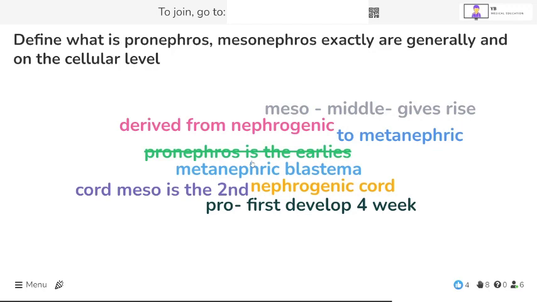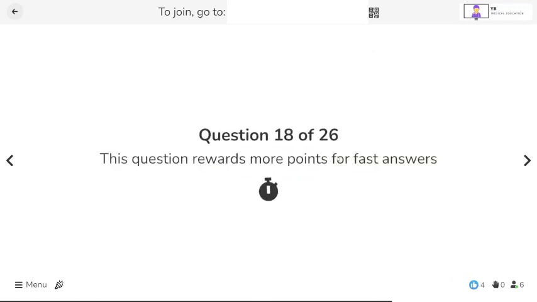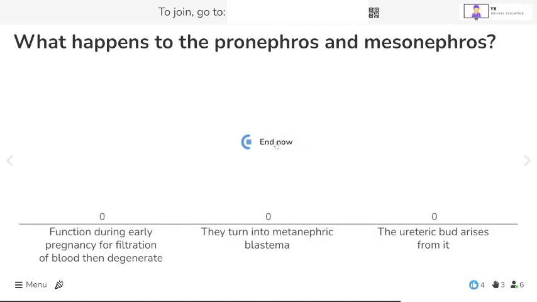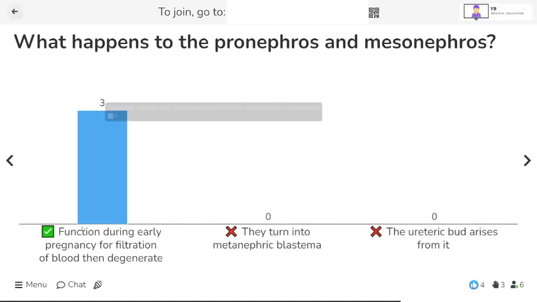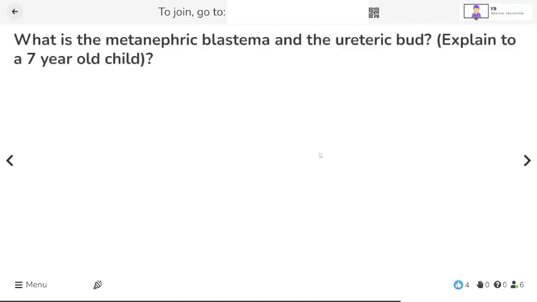The other one that you guys just wrote, metanephric blastema, is actually the developed one. And this is just the first part, which is going to create the glomerulus until the DCT, okay? Let's see the next one. Okay, there are only 3 students who answered. What about the other 3? Okay, excellent. Function during early pregnancy for filtration of blood and then degenerate. Good job. Okay, let's see the next one.